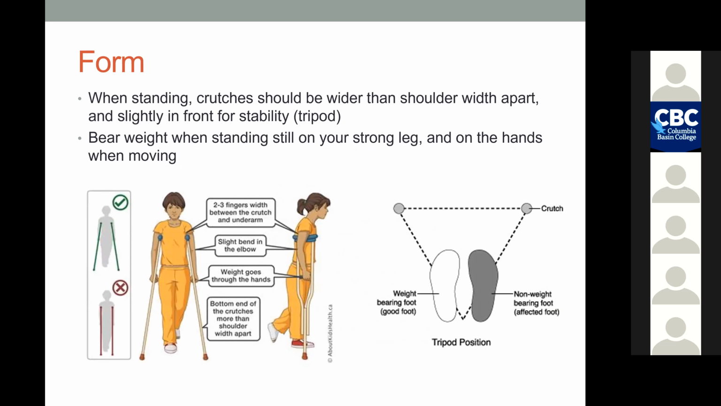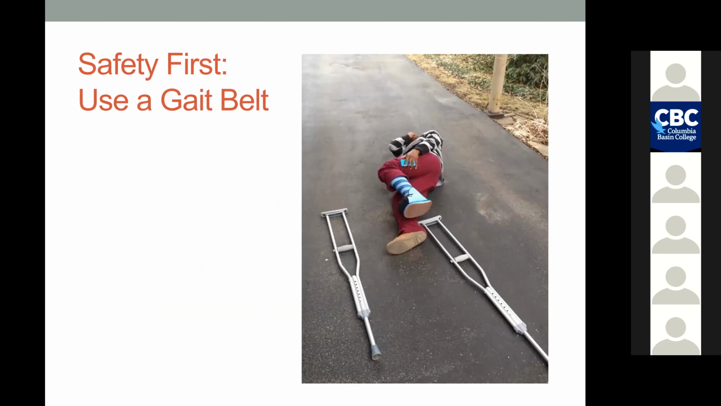When you're standing, the crutches should be wider than shoulder width apart and slightly in front for stability. I think they recommend about 6 inches diagonally in front of your feet. You should bear weight when you're standing still on your strong leg and on the hands when moving. It's called a tripod position that you're starting in. Safety first, use a gait belt so your patient doesn't end up like this guy.